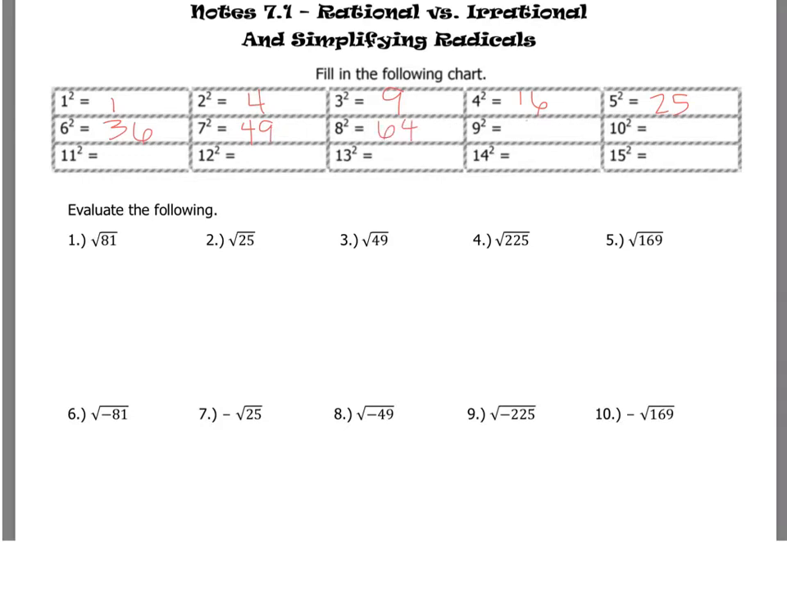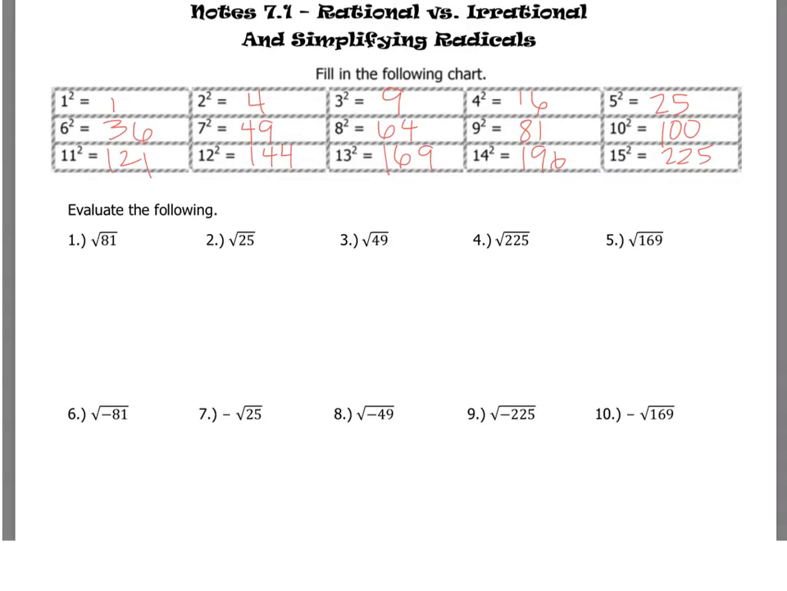9 times 9 is 81. 10 times 10 is 100. 11 times 11 is 121. 12 times 12 is 144. 13 times 13 is 169. 14 times 14 is 196. And 15 times 15 is 225. These are ones that you are going to have to memorize.